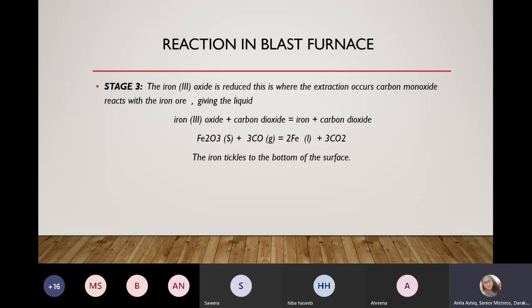Again, what is the step? The step is, first of all, the combustion reaction, and after combustion reaction, then it is, I will repeat it. Stage number three is iron oxide is reacting with carbon monoxide and converting into iron and carbon dioxide.